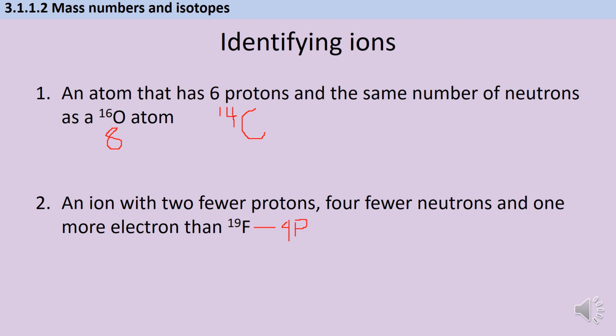And so if my new particle has 2 fewer, it's going to have 7. So straight away, I can look at my periodic table, I can look up what an atomic number of 7 should be, and I can see that that's going to be nitrogen. Then we've got 4 fewer neutrons than fluorine 19. So fluorine 19 is going to have 19 minus 9 neutrons, which is 10 neutrons.